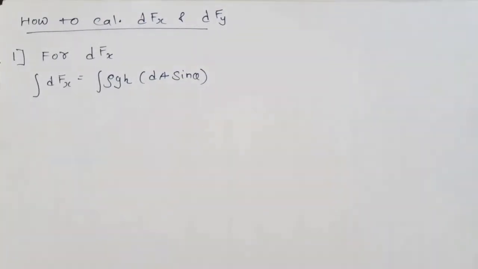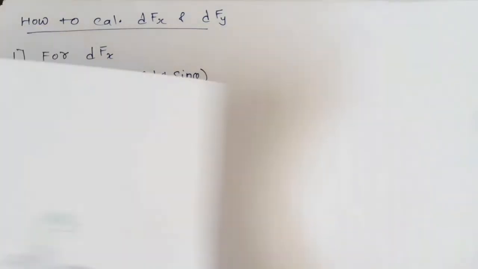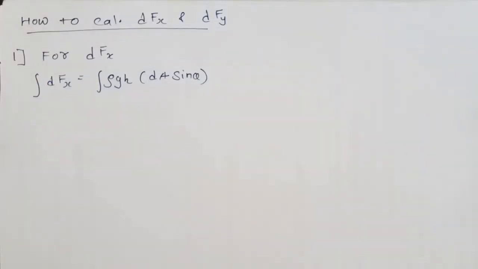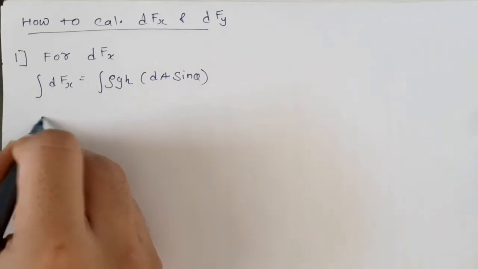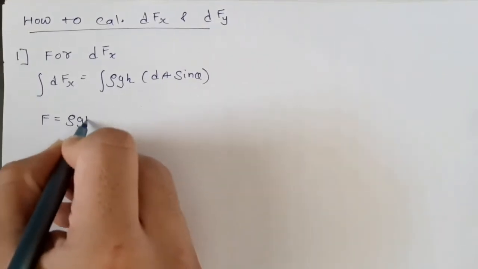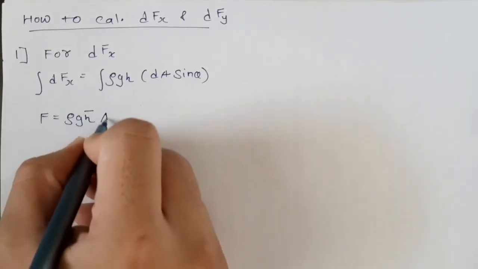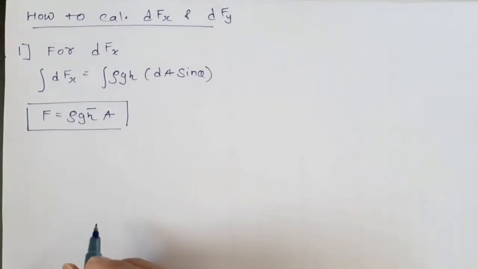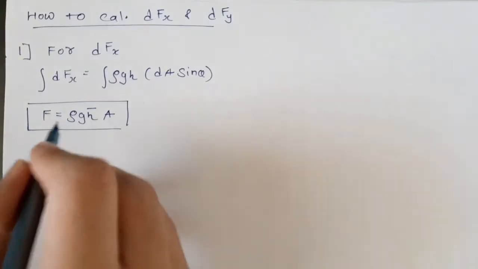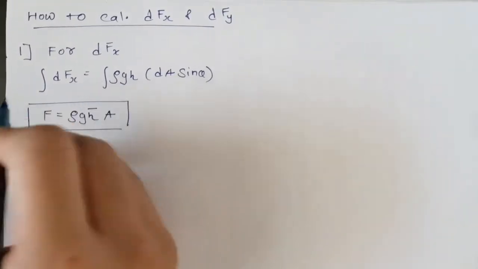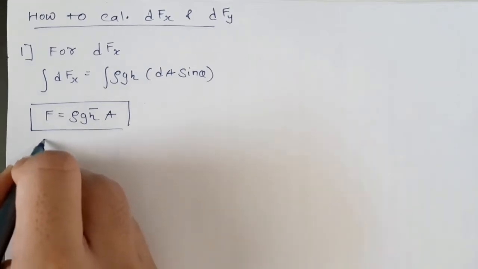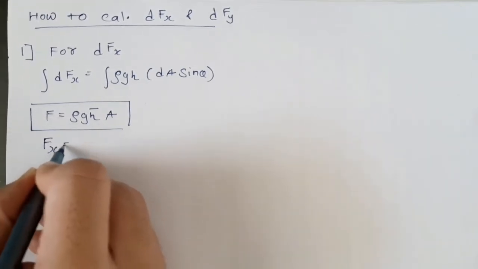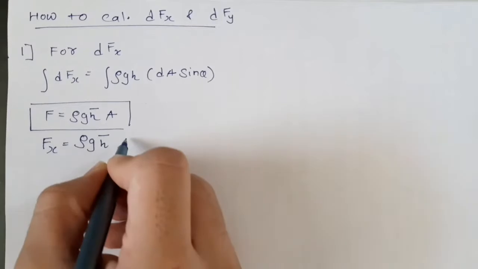So first we will see how to calculate the integration of dFx. In the video on center of pressure for inclined surface, we derived an equation of total pressure, that is, the total pressure force is given by rho g h bar into A. This is the equation of total pressure force acting on the inclined plane. So from this formula we will calculate this dFx. Okay, so dFx on integrating we get Fx, which equals rho g h bar into A.